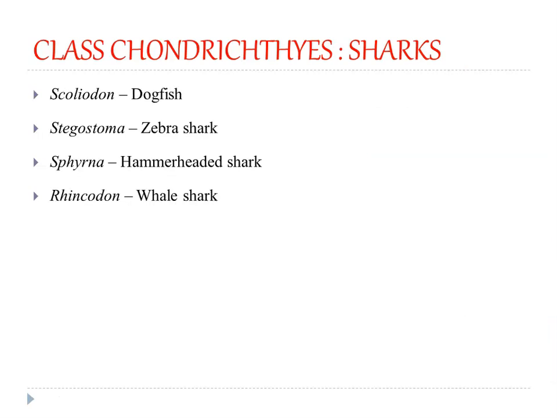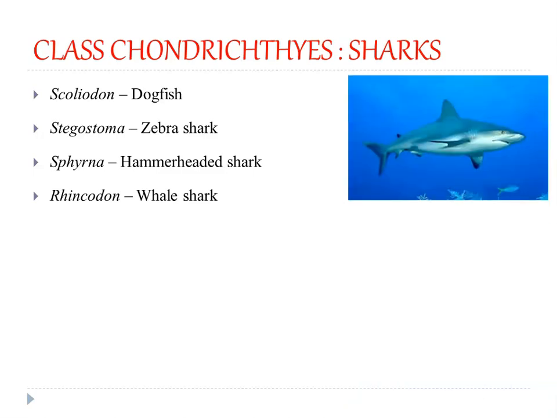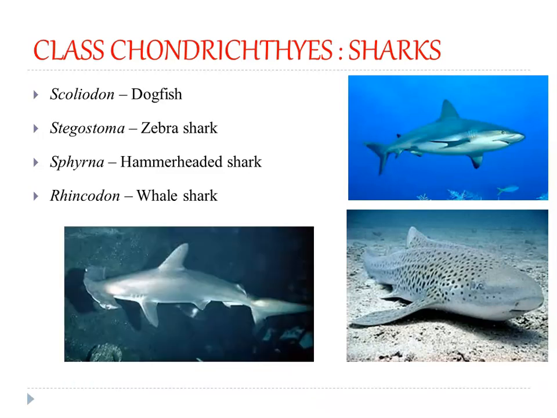A few examples of the cartilaginous fishes, especially under the sharks. The Scoliodon, the dogfish, is commonly known as the common shark. You can see, you are familiar with that. Then you have the Stegostoma, that is the zebra shark. It is one of the largest sharks. Then you have the hammer-headed shark.